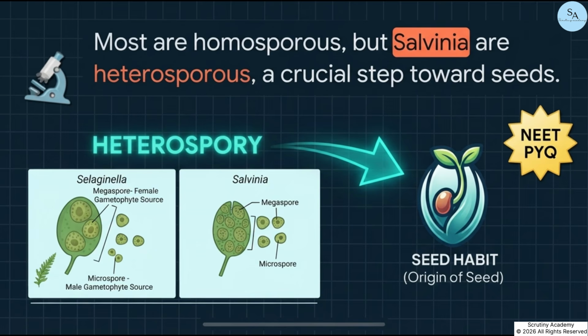Why does this matter so much? Because this retention and development of female gametophytes on the parent plant is a crucial evolutionary step toward the seed habit. It's quite literally the bridge to higher plants, making it a massive favorite for examiners.